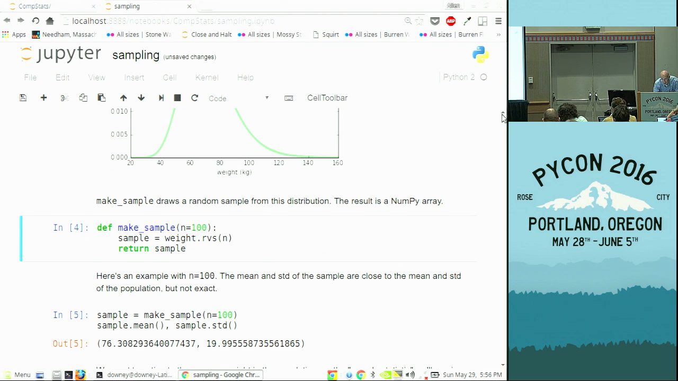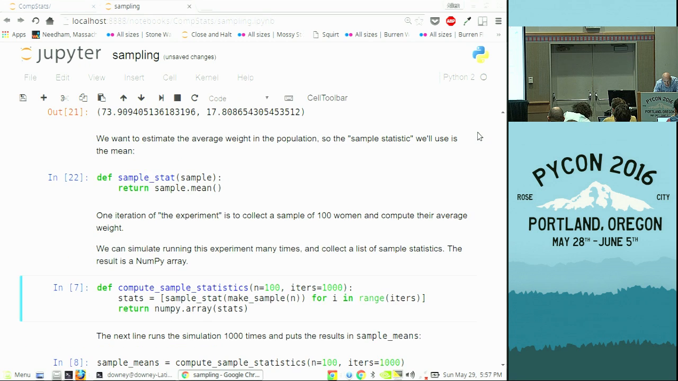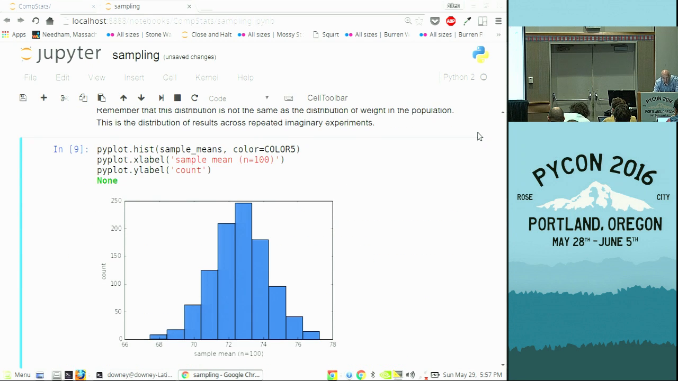So again, that is the distribution of weights. This is how much people weigh. They weigh somewhere between 30 kilograms and 120 kilograms. So this is a very wide distribution because this is the distribution of weight in the whole population. And that is not the same thing as the sampling distribution, which is here. This is, if I run this experiment over and over, how much would I expect the results to vary?